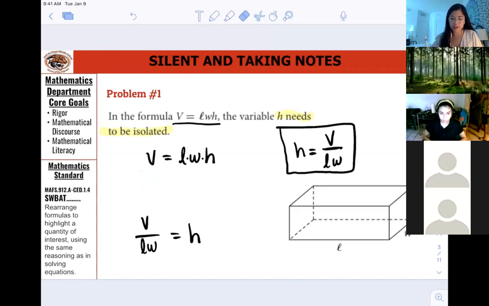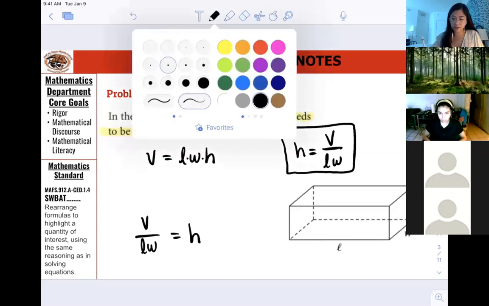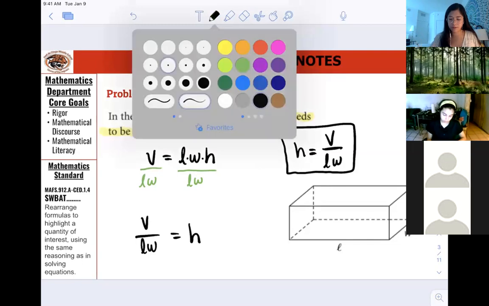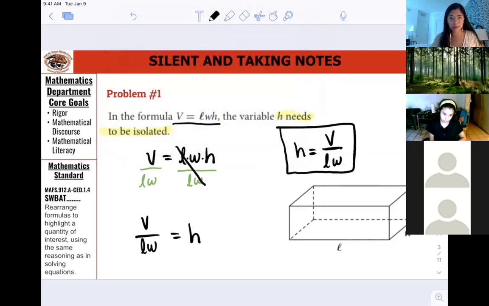times H. Since that's using multiplication, in order to get H, we want the L and the W to go away, and the only way to do that is using the opposite of multiplication, which is to divide. So all I did was divide on both sides by L and W. That cancels them out on the right side. So on the left side, I'm left with V over LW. And that's how I got my answer.